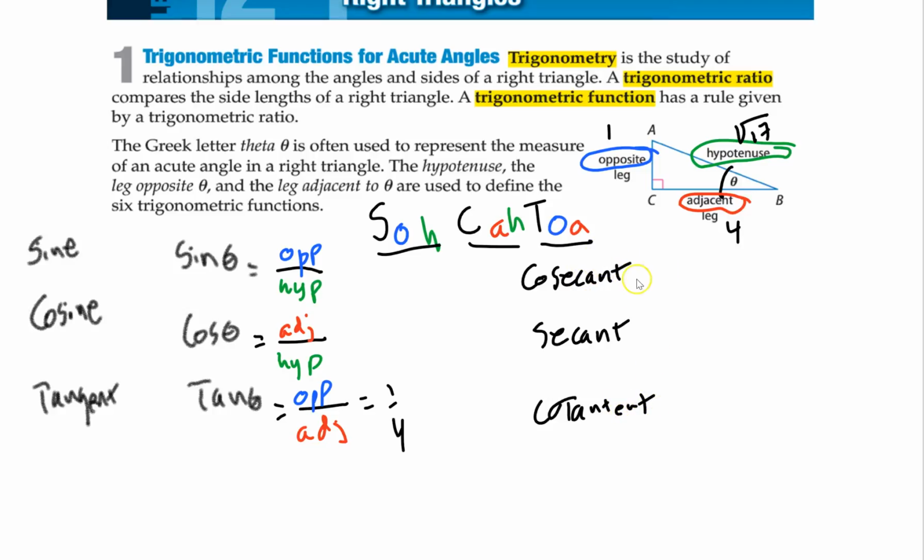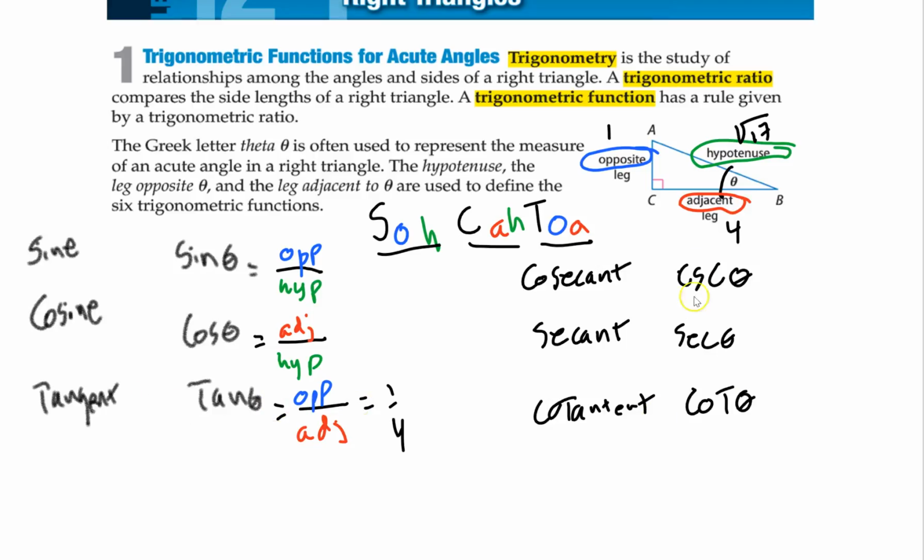Now for short, we write this as CSC of theta. Remember, theta is just a variable. You never just have sine. By the way, you never have sine, cosine, or tan by itself. It's always with the variable. So it's cosine of this thing, sine of this. It's very similar to natural log and log. It's always with the variable inside. Secant, SEC, and cotangent, you write as cot, C-O-T.